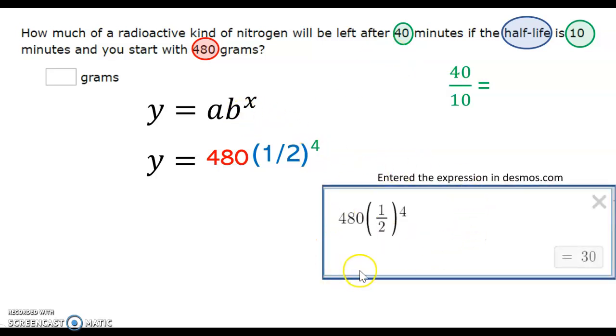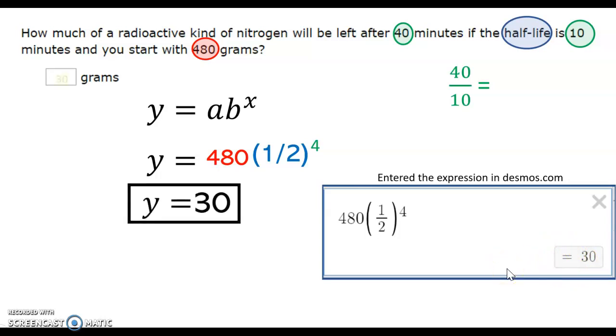Now all you have to do is enter the expression that's on the right side of the equation into decimals, and I've already done that. And you will find out that your answer is on the lower right-hand side of your dialog box on decimals, and that happens to be 30. 30 grams is your answer.